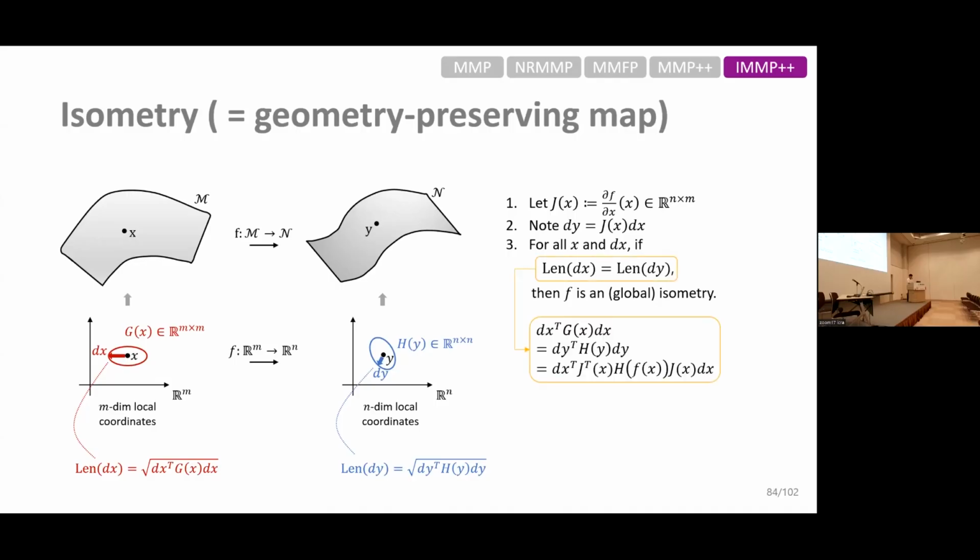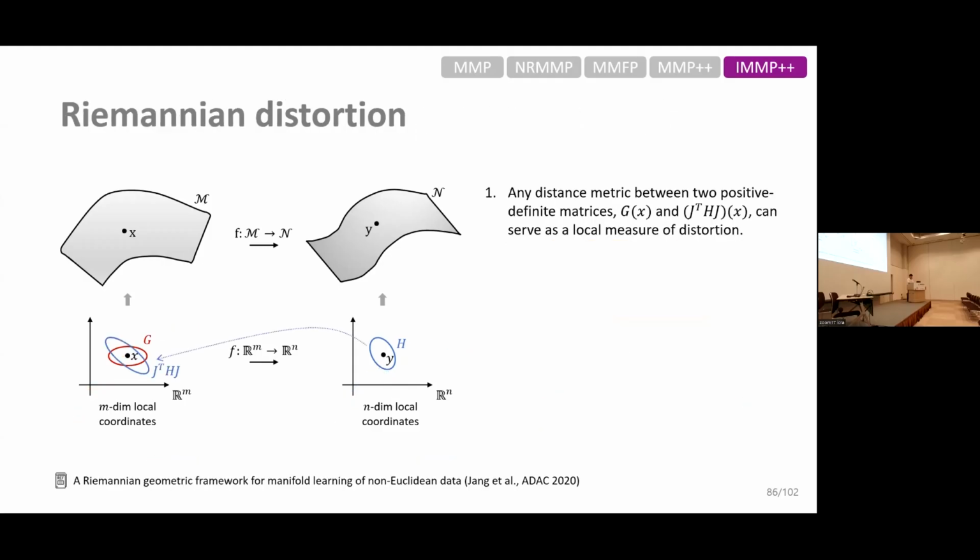The condition can be rewritten as follows, using the fact that the square length of dx is dx transpose g dx, and that of dy is dy transpose h dy. Consequently, if g is equal to J transpose h J for all x, then F is defined to be an isometry, in this case a global isometry. All right, now we know the definition.